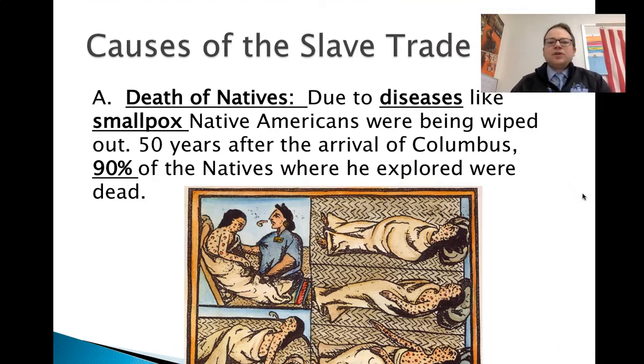They were dying due to diseases like smallpox. Native Americans were being wiped out. 50 years after the arrival of Columbus, 90% of the natives where he explored were already gone. This was not because of war. This was not because of famine. The number one killer of Native Americans is going to be diseases.